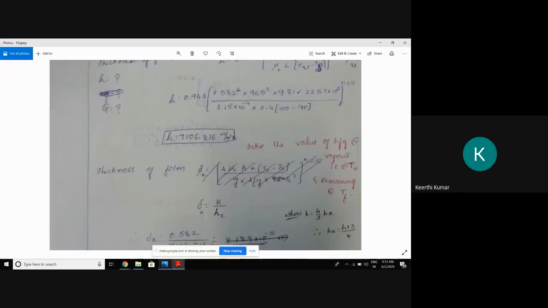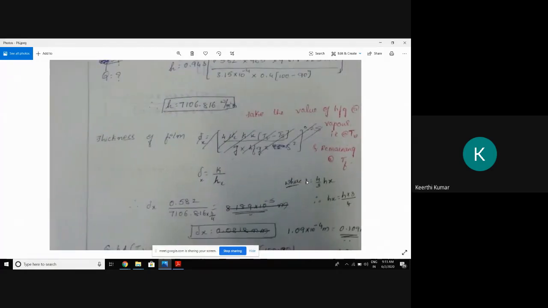I'll show you. Earlier I did it with the normal formula. This is also one method. The other method is, see here, H is equal to 4 by 3 HX. So first find out HX. HX is equal to H into 3 by 4. H we know, we got here, into 3 by 4. We'll get HX.